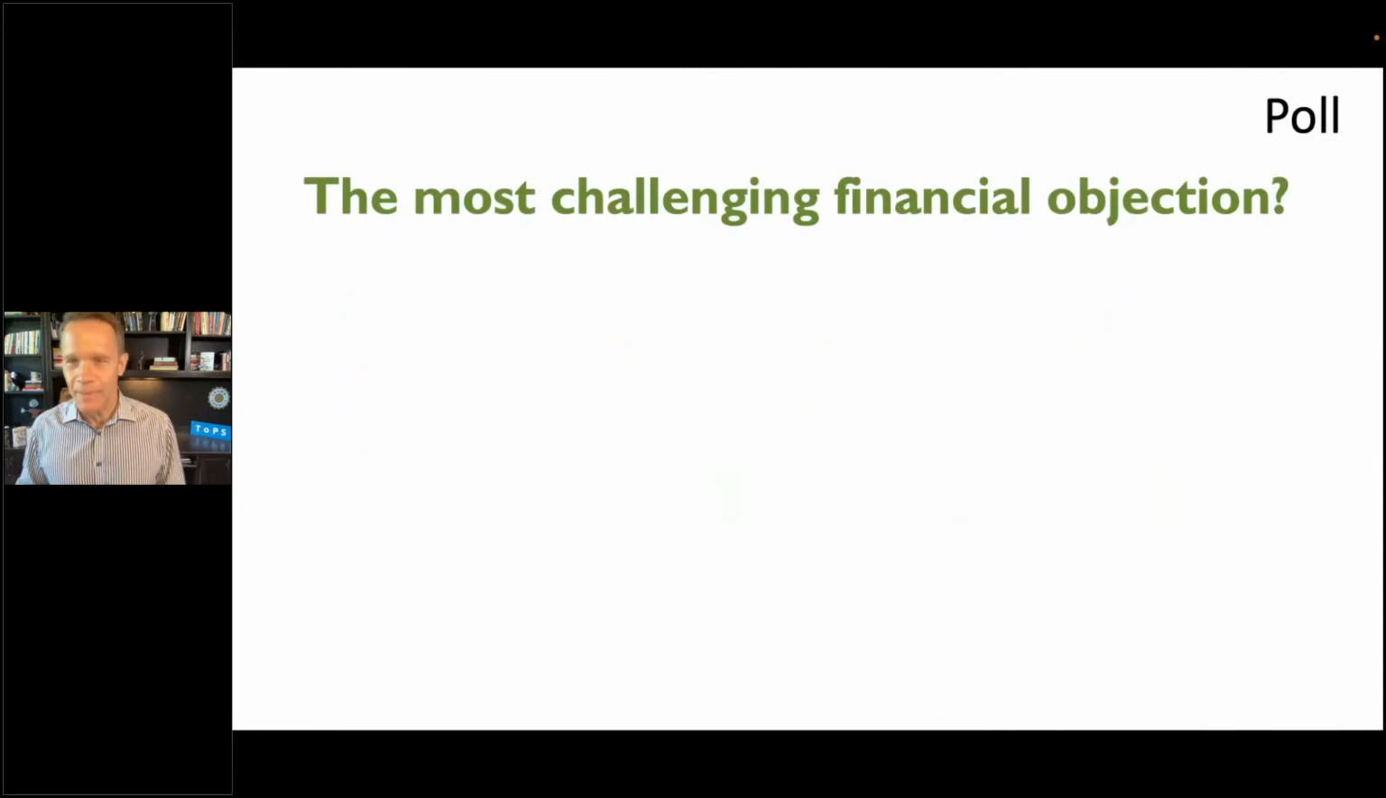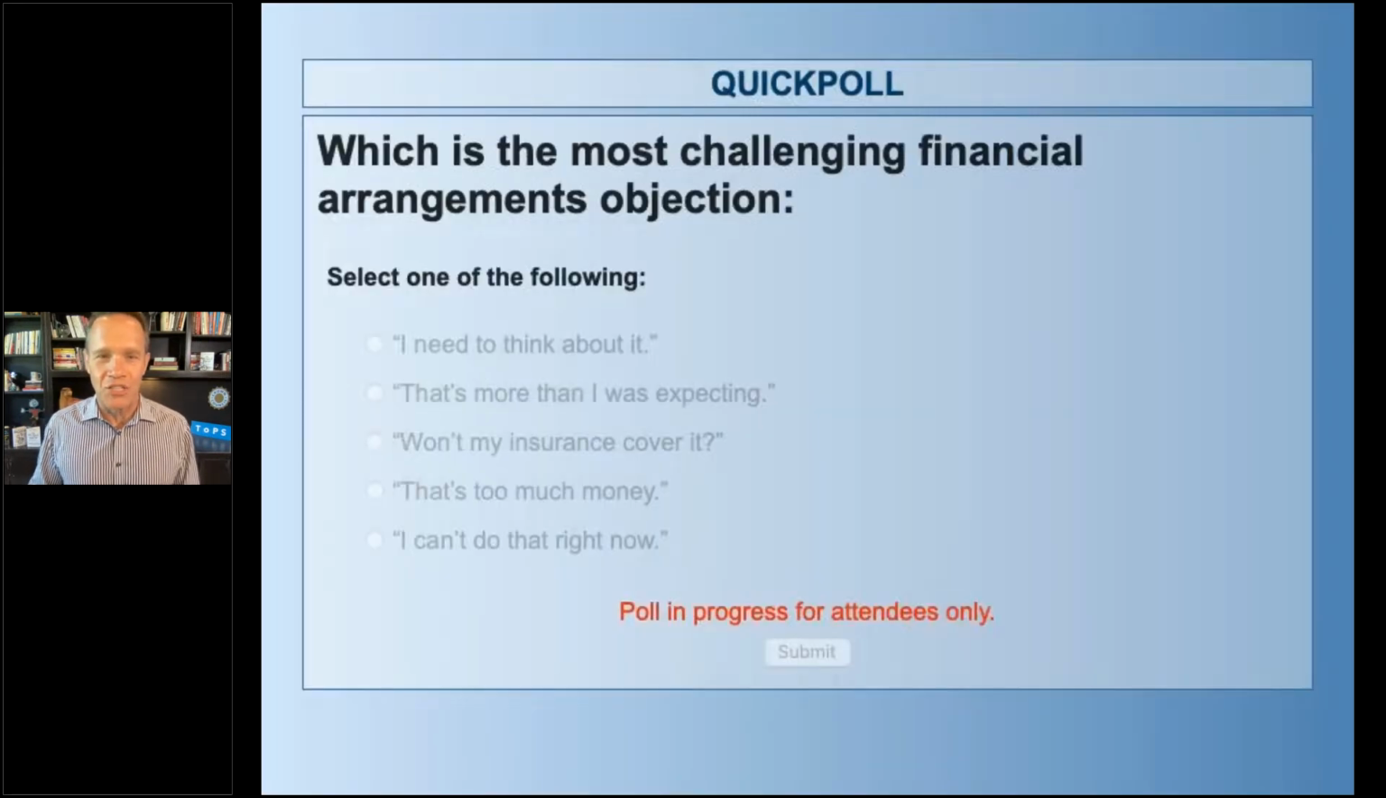All right, first poll, Jacob. Everybody gets to vote for their most challenging financial arrangements objection. So you get to select one of the following. That would be your most challenging objection that you face on a regular basis. I need to think about it. That's more than I was expecting. Won't my insurance cover it? That's way too much money, or I can't do that right now. So you get to vote for the one you find most challenging that you face on a regular basis. So go ahead and vote. And whichever one wins as the most challenging one, then we're going to go ahead and deal with that one straight out of the chute so that you have something that you can use today when you hear that from a patient. So which one do you choose?